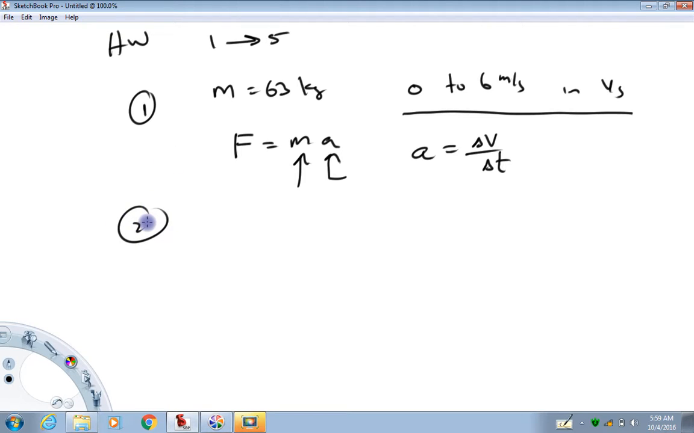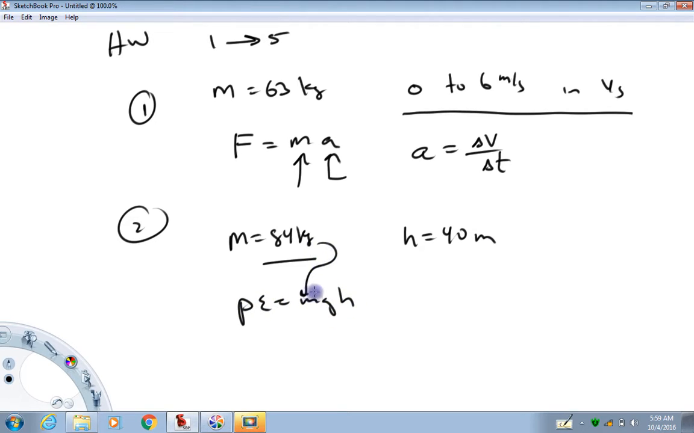Let's talk about number 2 here. It says a microwave antenna with a mass of 84 kilograms, so I'm going to write this down, 84 kilograms, and again, your number might be different, sits on a tower 40 meters tall. So that's some sort of height. And then it asks to calculate the potential energy relative to the ground. So potential energy is mgh. In this example, mass is given, a height is given, and g is 9.8 meters per second squared. And that's pretty well enough on that one.